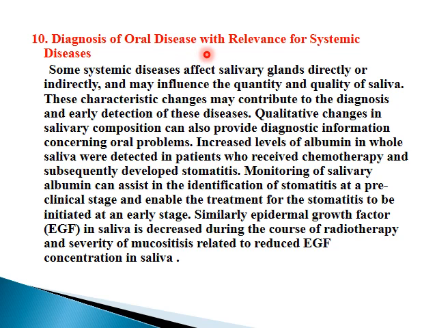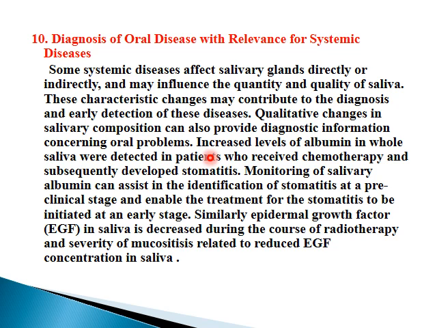Diagnosis of oral disease with relevance for systemic disease. Some systemic disease affects salivary gland directly or indirectly and may influence the quantity and quality of saliva. These characteristic changes may contribute to the diagnosis and early detection of these disease.